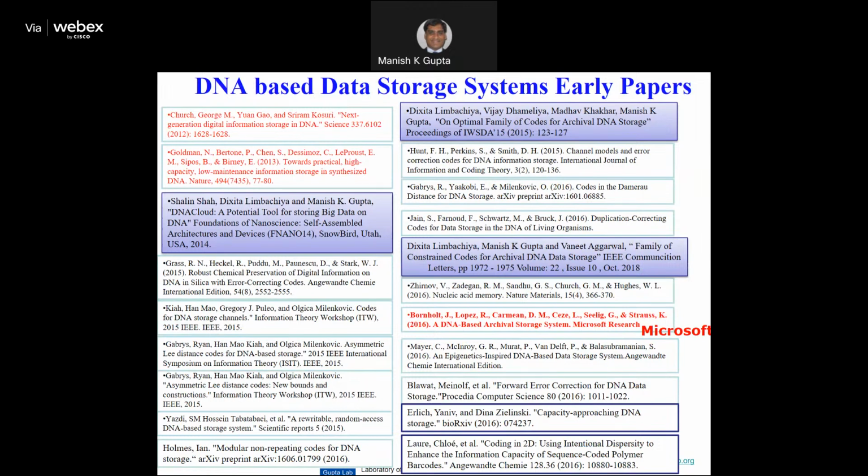This was the turning point, when Microsoft did this work. They got interested and joined hands with Twist Biosciences. Finally in 2020, they formed this international alliance. We are also a member there, to develop the standards for DNA storage technology. That is the important paper.